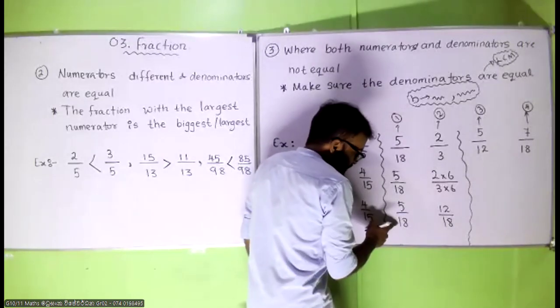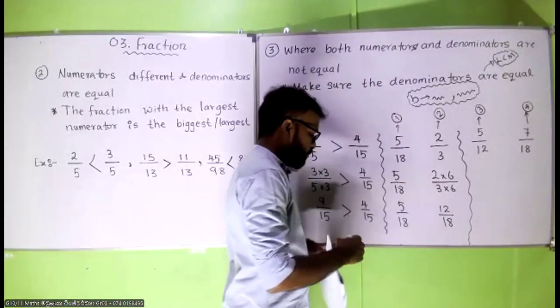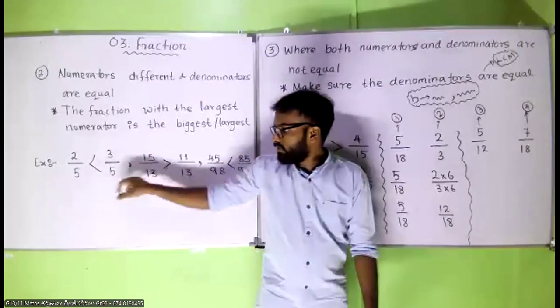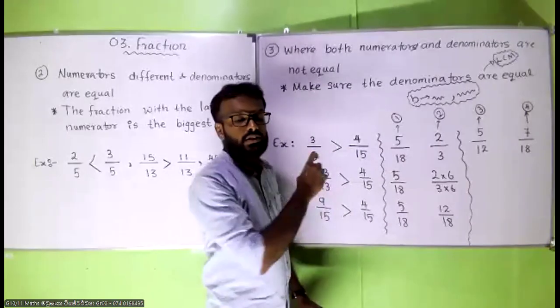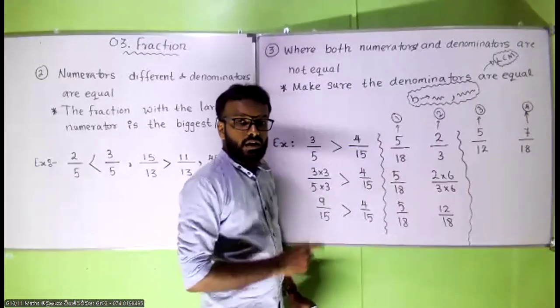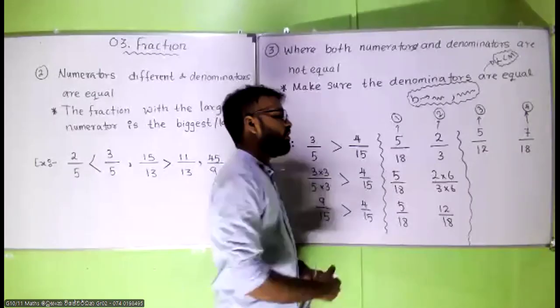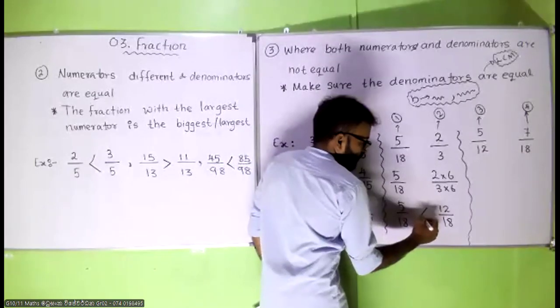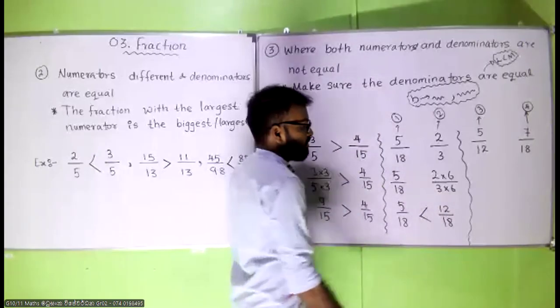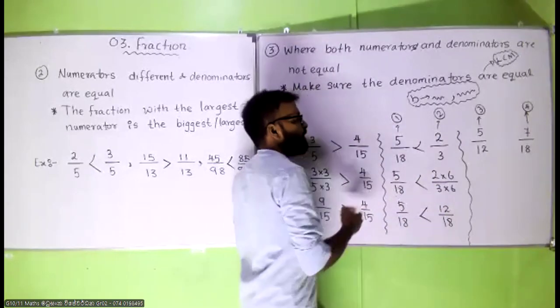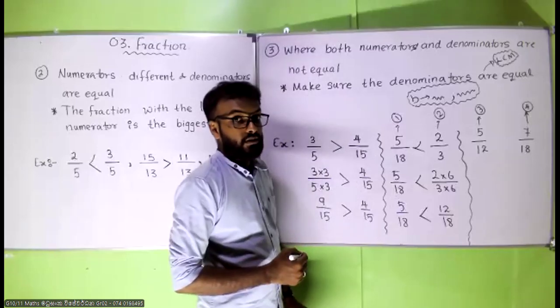So here 18, 80. Both denominators are equal. Right? Second case, when you have equal denominators, you just need to compare your numerators together. Right? 5 and 12. So 12 is the biggest. So 12 upon 18 is the biggest fraction. So continue upward. So 2 upon 3 is the biggest fraction.